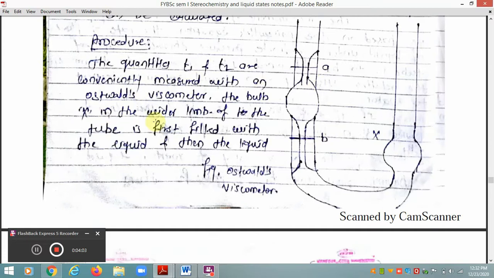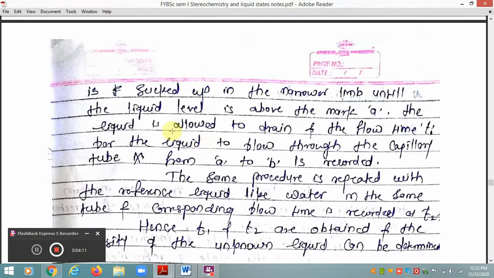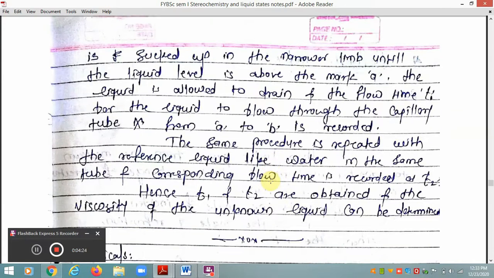The bulb in the wider limb of the tube is first filled with the liquid, and then the liquid is sucked up in the narrow tube or the narrow limb until the liquid level is above the mark A. The liquid is allowed to drain, and the flow time T1 for the liquid to flow through the capillary tube from A to B is measured, and the same procedure is repeated with the reference liquid like water in the same tube, and the corresponding flow time is recorded as T2.